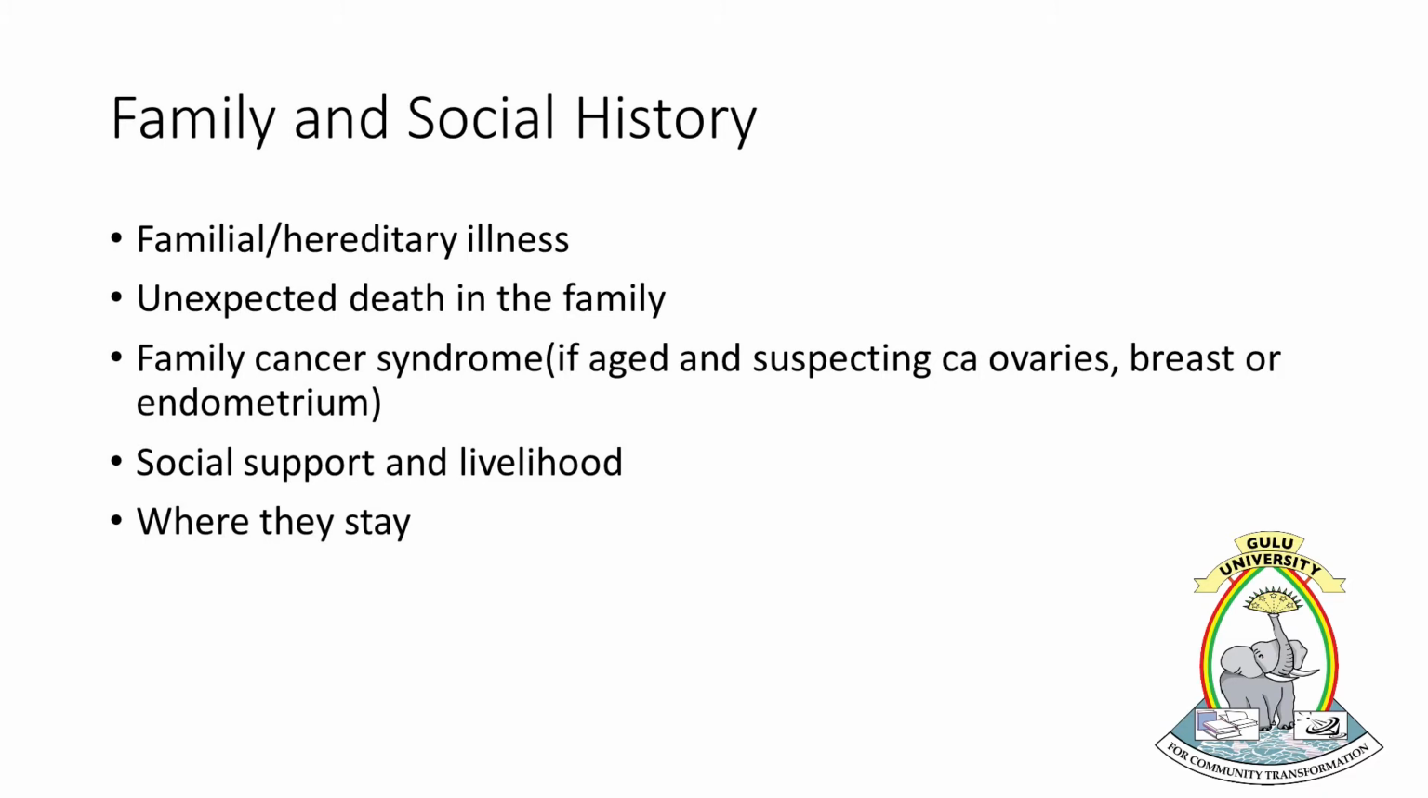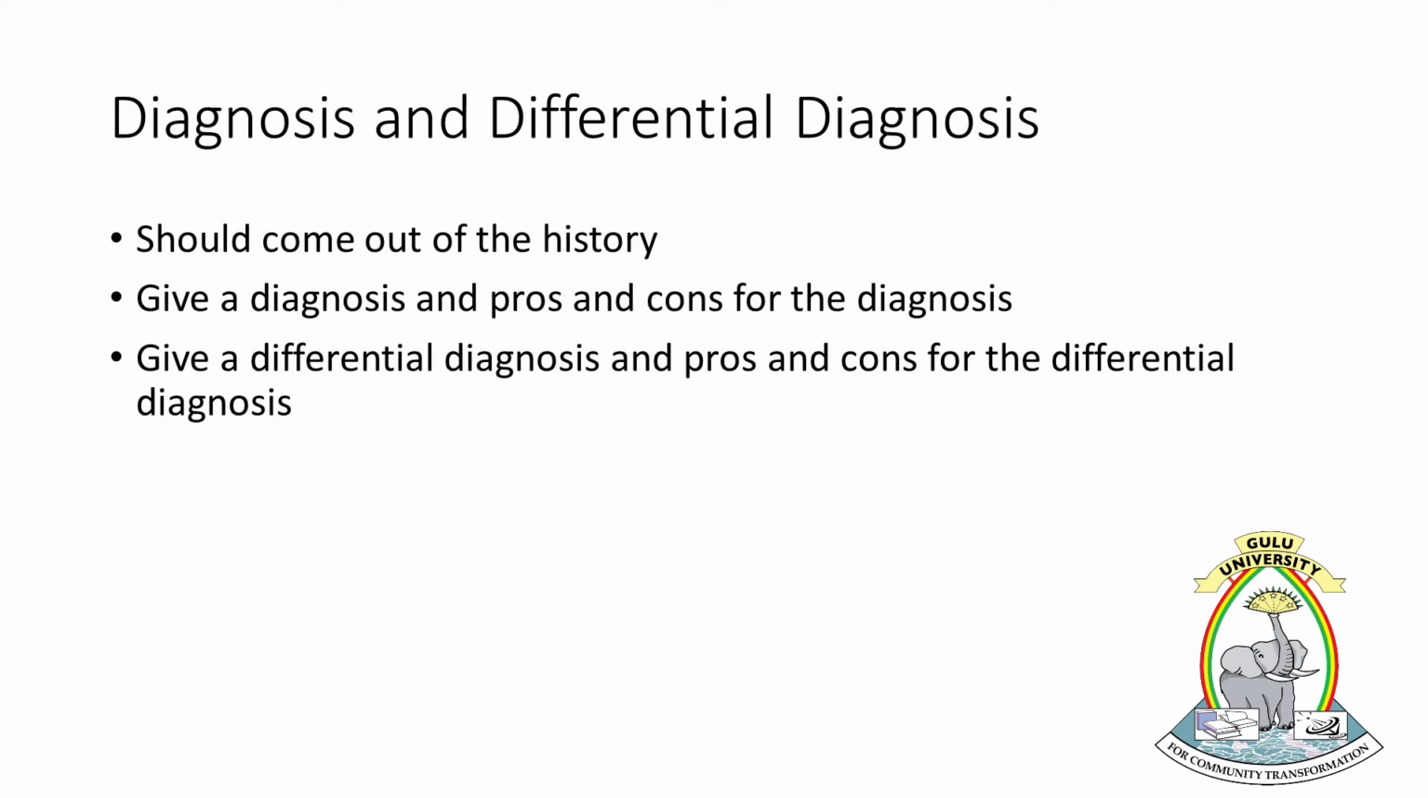Social support and livelihood is very key, especially to reduce the delays. The 3 delays model runs around this. And where they stay, probably what kind of housing they live in, if there's any risk of getting contamination of water, maybe they get malaria or something like that. It should be good to note that.